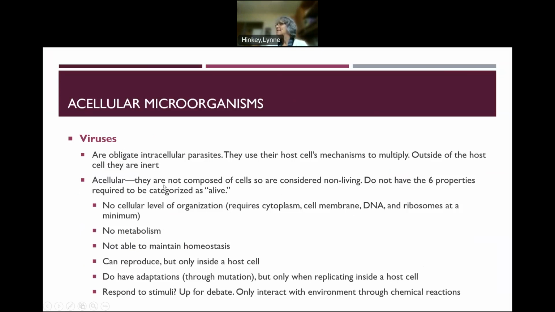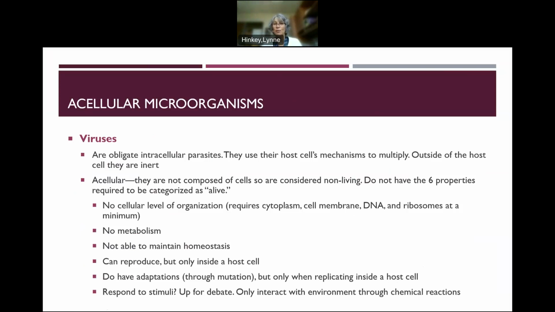We say they are acellular. They're not composed of cells, so they're not considered living. So in order to be considered cellular, we have to have cellular level of organization, meaning we have to have a cell membrane surrounding cytoplasm, an aqueous solution that has dissolved substances that a cell requires, the resources it needs, the nutrients it needs, all the building block compounds it needs.